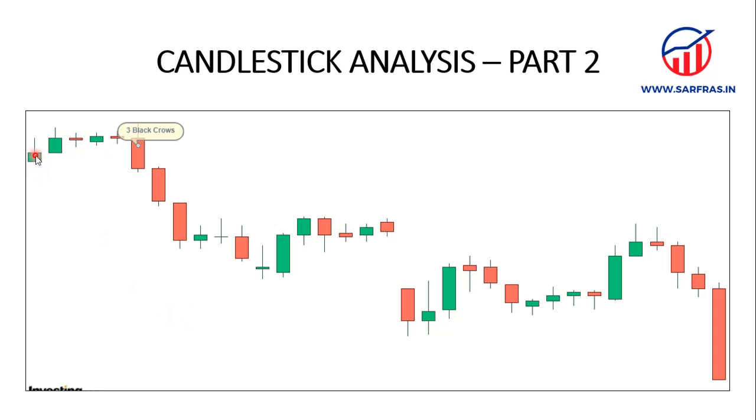You see here, there was a slight price move in the upward direction, not a big change, but there is a spinning top over here, and you have three black crows appearing over here. You can see this is at the top, and then you have the price falling down, a little consolidation, and again a huge drop.